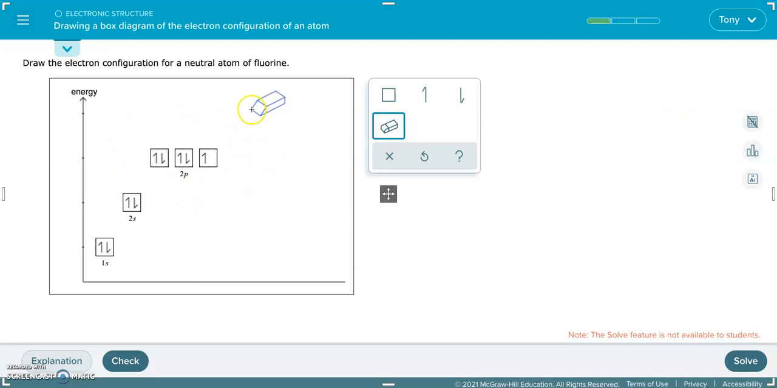I guess the other thing I will mention is if this were talking about an anion, a fluorine with a -1 charge, that -1 would just indicate that there's an extra electron, that there's one more electron than there are protons. So I would just add in another electron here, to have that electron configuration of the anion of fluorine. So hopefully that makes sense.